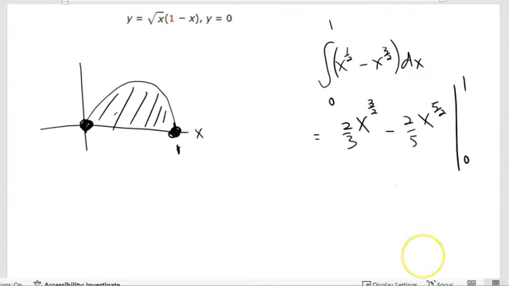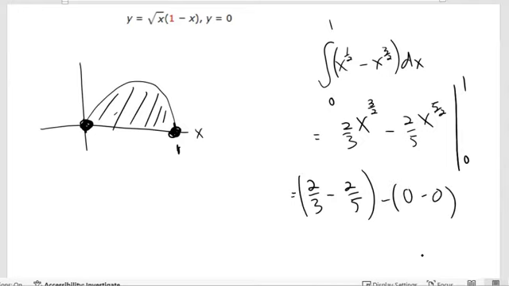When you plug in 0 to that, you're going to get 0. So you plug in the 1 first, so it's 2/3 times 1 minus 2/5 times 1, minus, and then we would have to plug in a 0, but you're just going to get zeros there. So your answer would be 2/3 minus 2/5, which is 10/15 minus 6/15, which would give you 4/15, which is this area in square units.